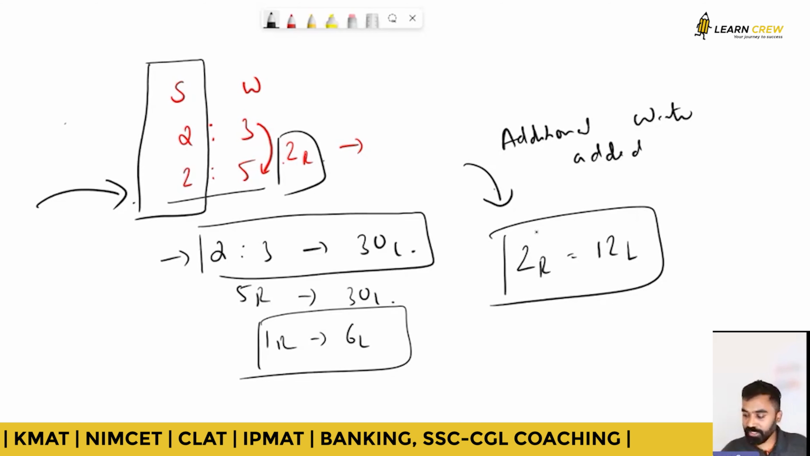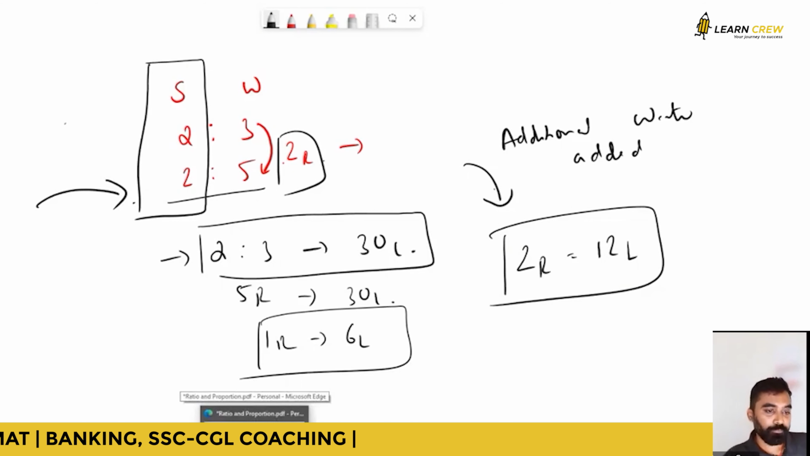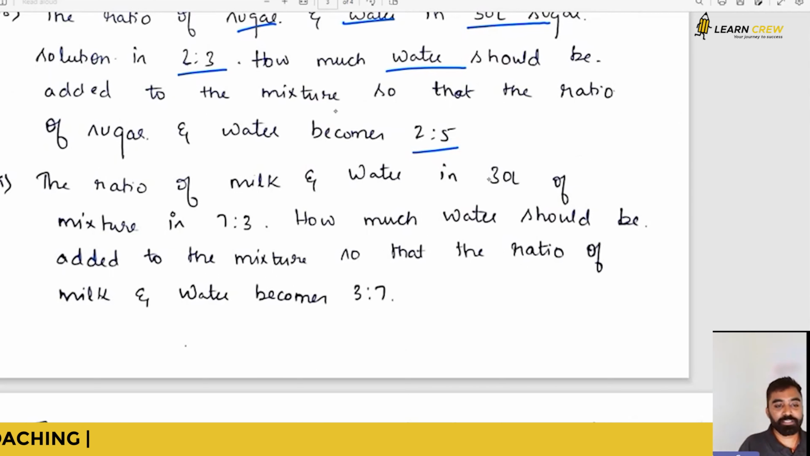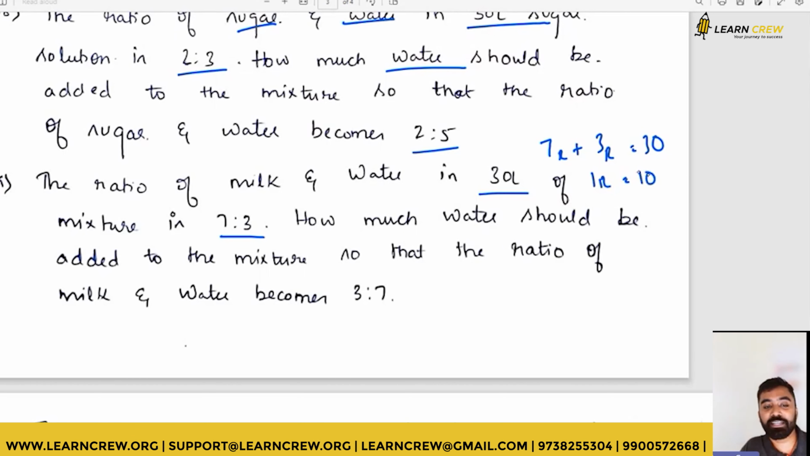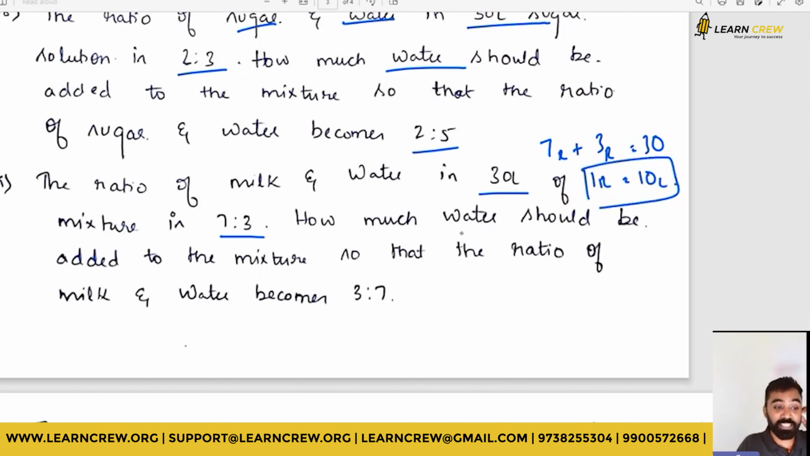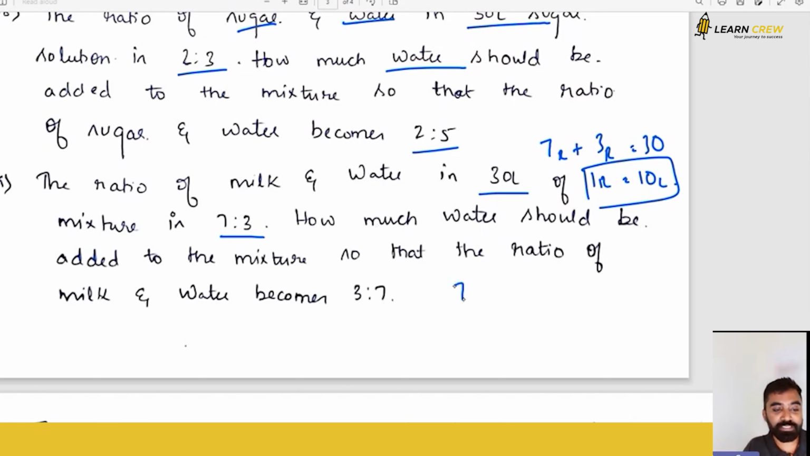All are same. Any doubts, online people? No, sir. The ratio of milk and water in the 30 liter mixture is 7:3. If you want to directly start from this point, no issues. 7 ratio plus 3 ratio is nothing but 30. Single ratio is 10 liters. Now, what's the change we need to see, right? So it is going to be 7:3 and this is going to be 3:7.